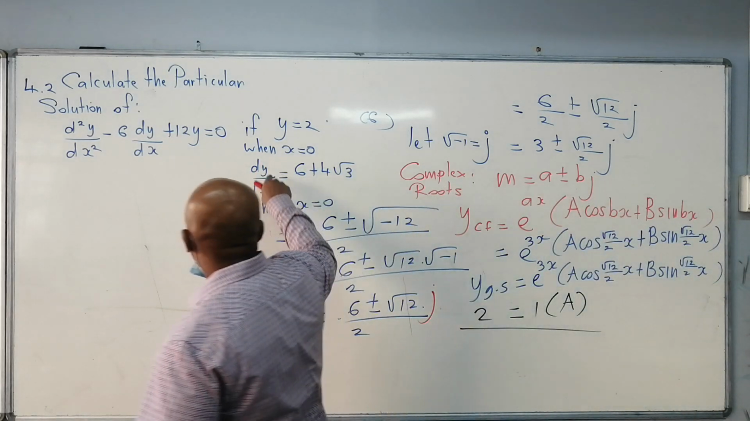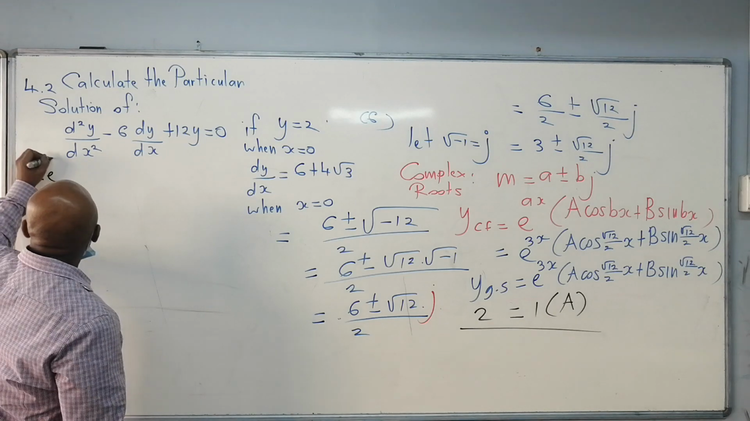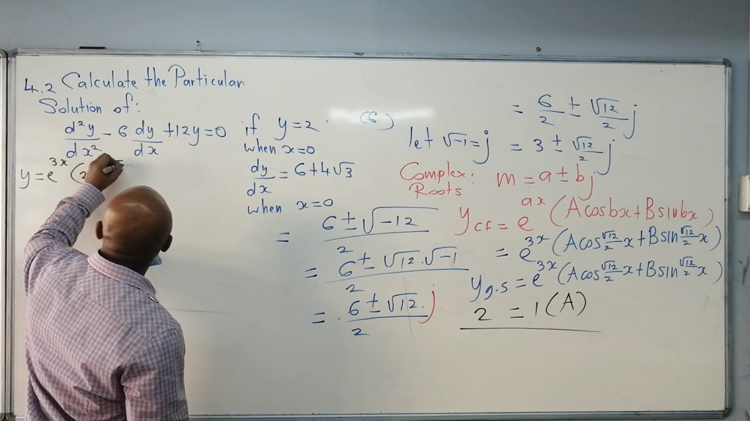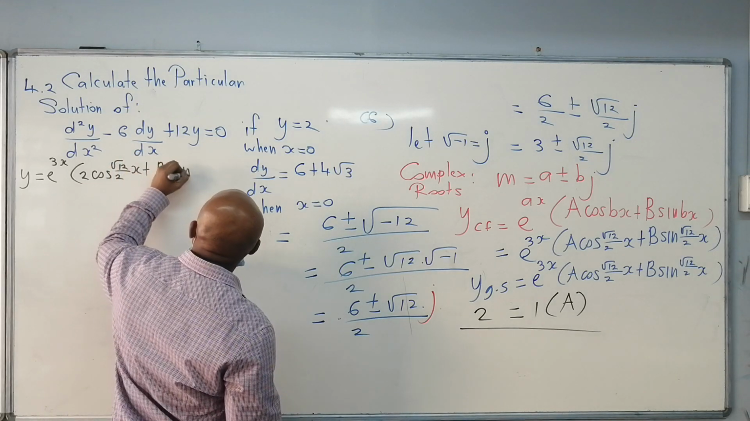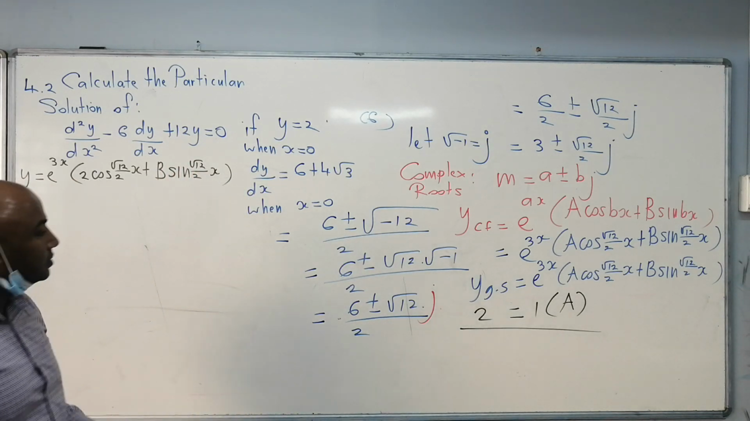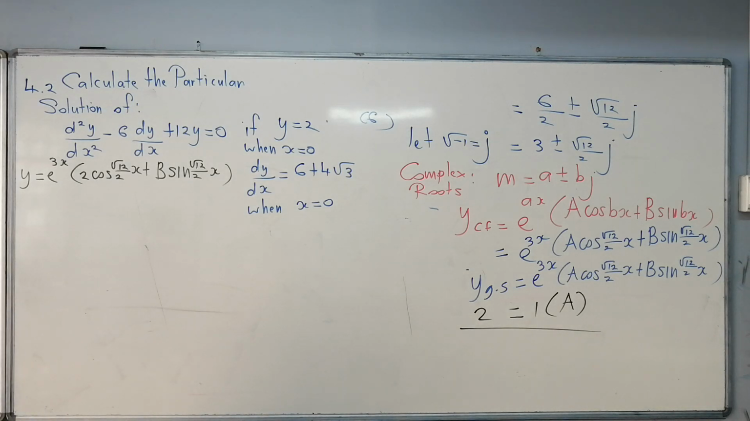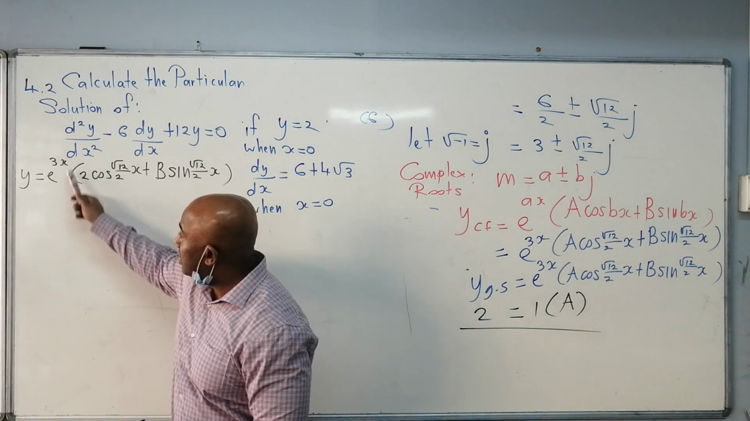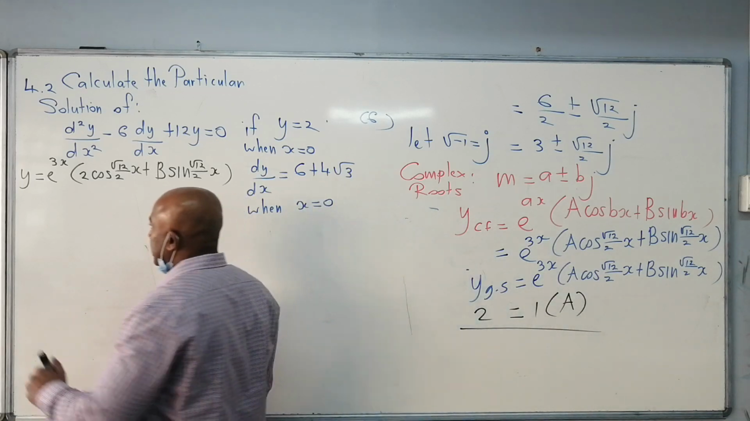Now, what is dy over dx? So I know that y is equal to e to the power 3x, then it's 2 cos of square root 12 over 2x plus b sine of square root 12 over 2x. Now, dy over dx means the first derivative. So, this is multiplication. I got e to the power 3x times a function of x. That means I have to use the product rule to differentiate.